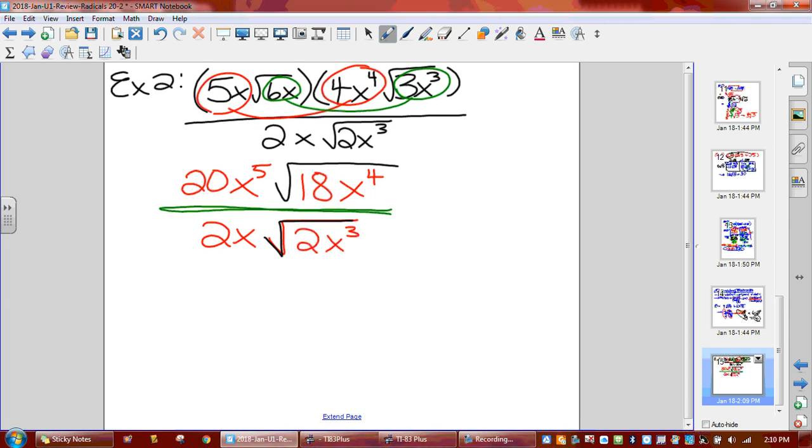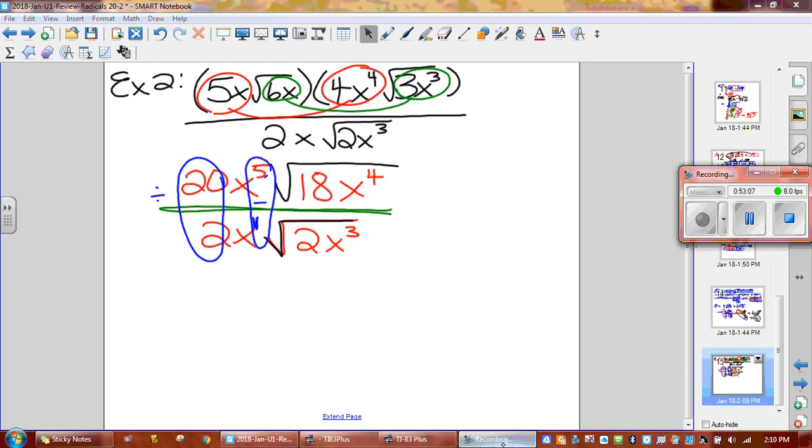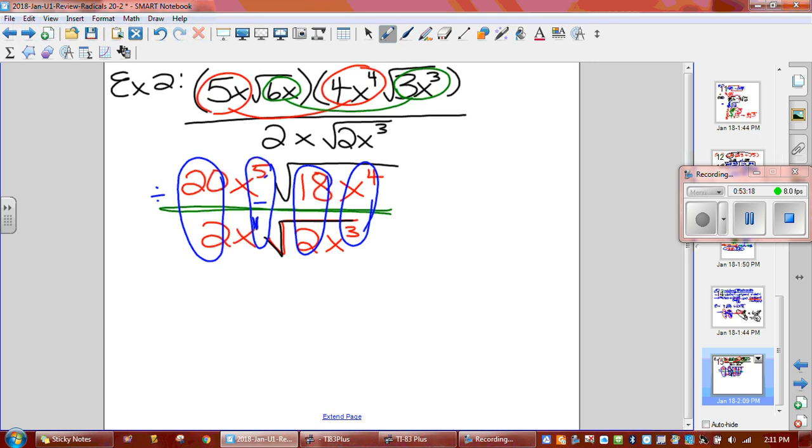Okay, we're going to do the exact same thing under the radical sign. So I'm going to take 18 and divide it by 2, and then I'm going to subtract my exponents. So let's start here, left to right. 20 divides by 2, 10 times. x to the 5 subtracts x to the 1 and gives me x to the 4. Under the radical sign, I'm going to end up with 9, x exponent 1. Well, what do we know about 9? Well, first of all, we know 9 is a perfect square. So we've got 10x to the 4.